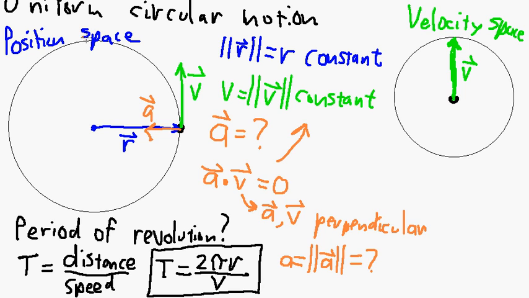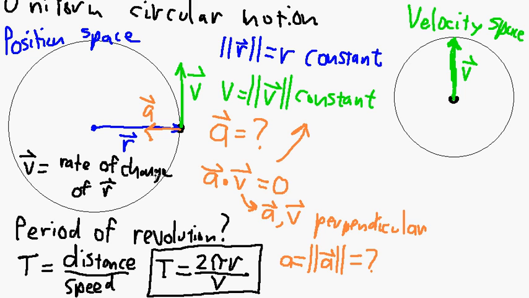Anyway, so we've got this idea here of position space, which is your ordinary space, where the position of the object in question is represented as vector r, and then velocity is which way the object is moving. Velocity, if you'll recall, is the rate of change of position, which is our r vector.